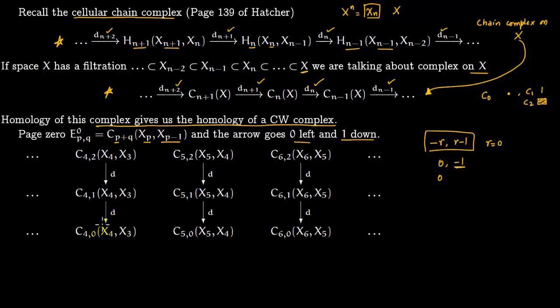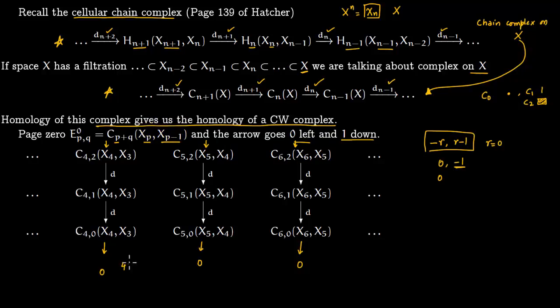This is the fourth column. You have (4,0), (4,1), (4,2). This is the fifth column. You have (5,0), (5,1), (5,2), with an arrow coming in here. This is the sixth column, and you can see the arrows are going down. Again, it is (X_p, X_{p-1}), so you just have to worry about the X_p part. The next part is just one less.